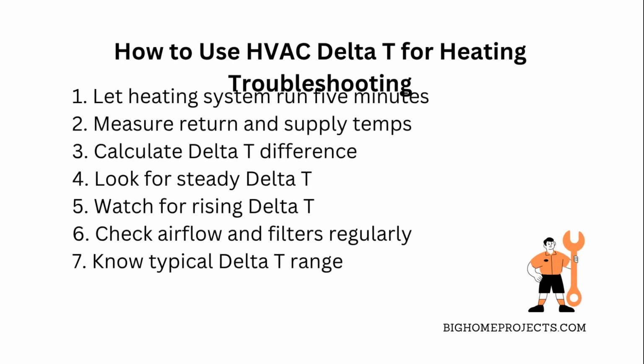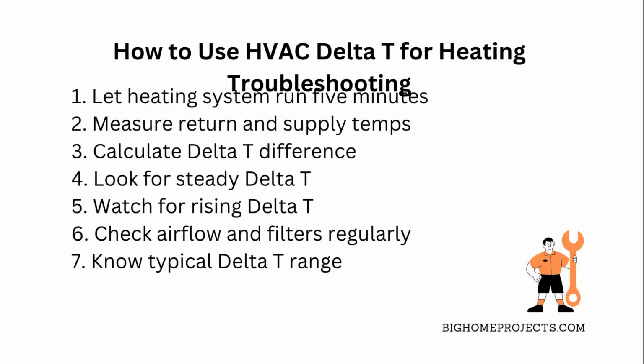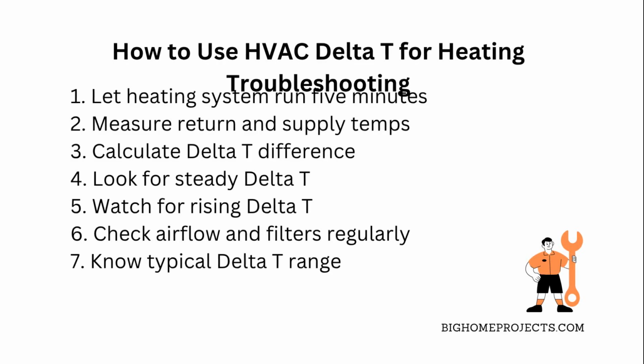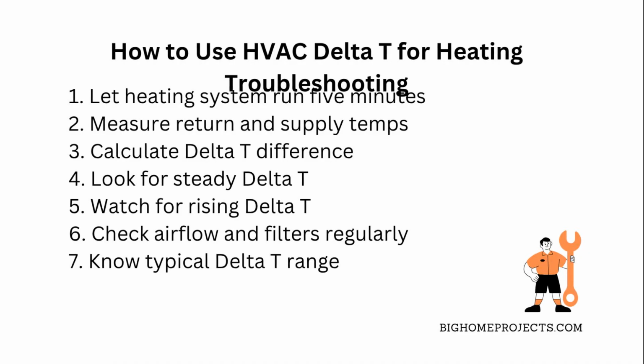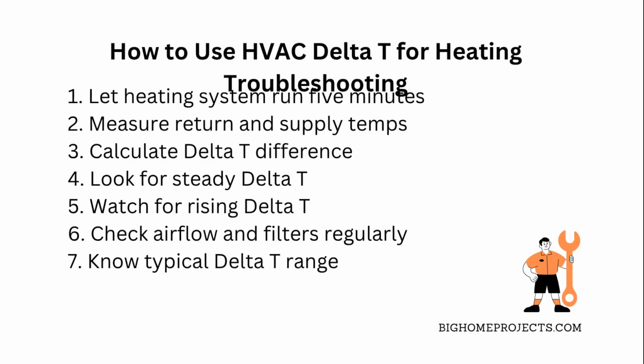A steady Delta T means your heater is transferring heat efficiently, but if it's rising non-stop, it could point to airflow problems or a dirty filter. Also, keep in mind typical heating Delta T values hover around 30 to 50 degrees Fahrenheit depending on your system type. Checking this regularly helps catch issues early before a breakdown hits.